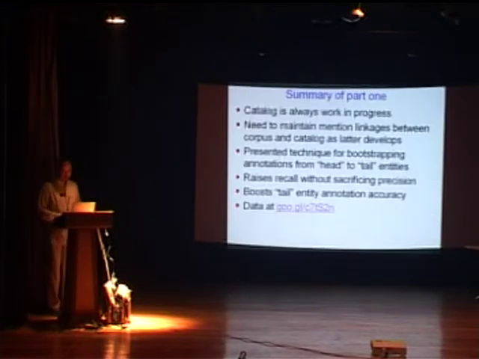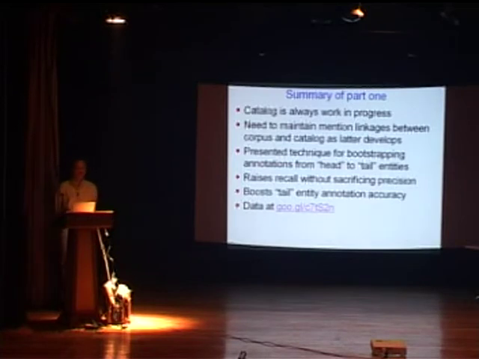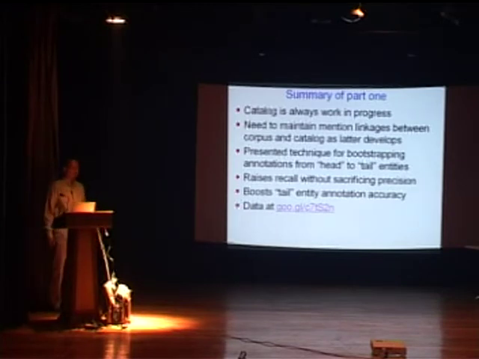So the summary of part 1 is that the catalog is always a work in progress. And so you need to maintain these mention linkages between the corpus and the catalog as the catalog evolves. It presented techniques for first doing the head entities by the collective labeling techniques, and then second, extending from the head entities to the tail entities by this tripartite assignment model. So it seems you can raise recall without sacrificing precision, and this dramatically boosts tail entity annotation accuracy. And our entire dataset has been made available publicly at that URL.